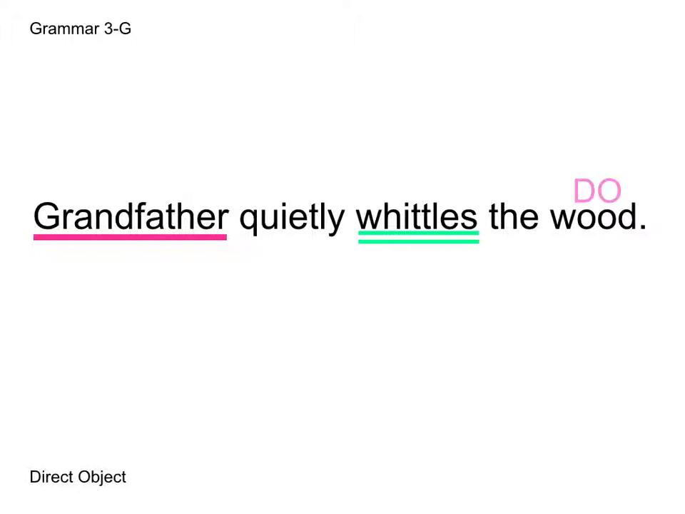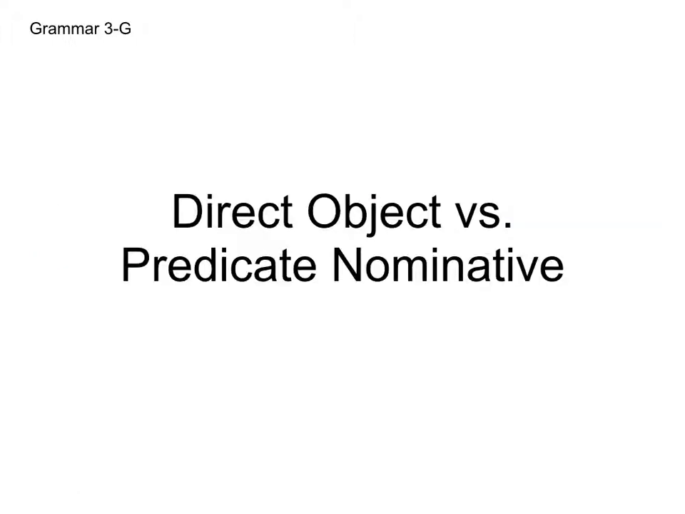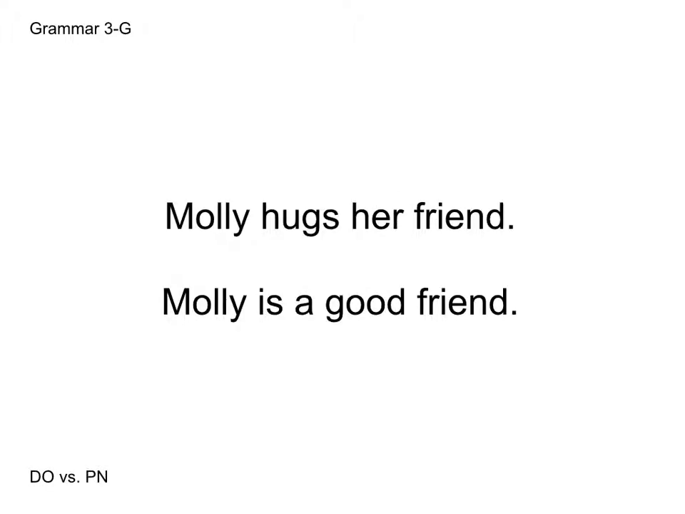So, as you can see, a direct object is a noun in the predicate, but it's not a predicate nominative because it's receiving the action. So let's look at a direct object versus a predicate nominative so you can understand the difference. Here we have two sentences. "Molly hugs her friend." "Molly is a good friend." First, let's find our subject and verb for each sentence. In our first sentence, our subject is Molly and our verb is hugs. So let's look at the second sentence. We have Molly as our subject again, but our verb is "is."